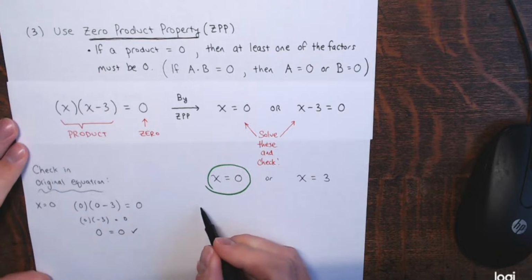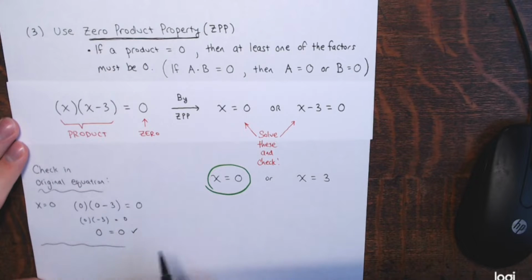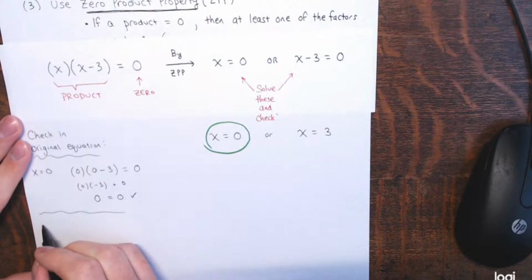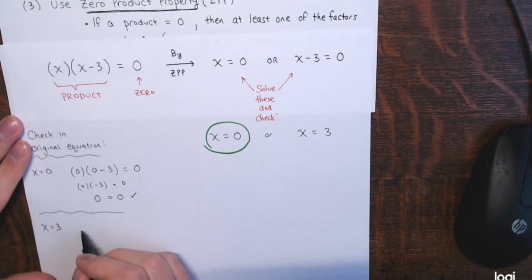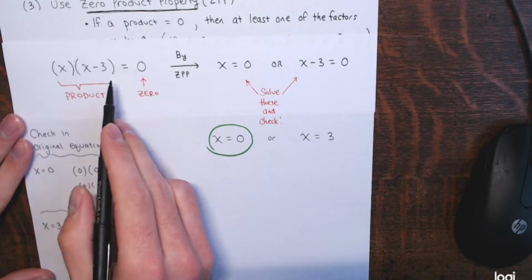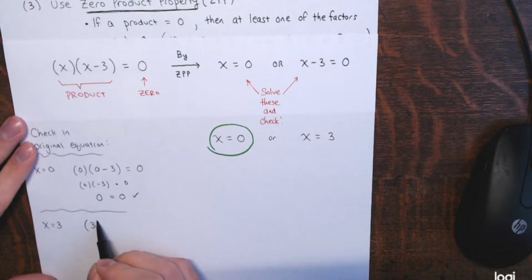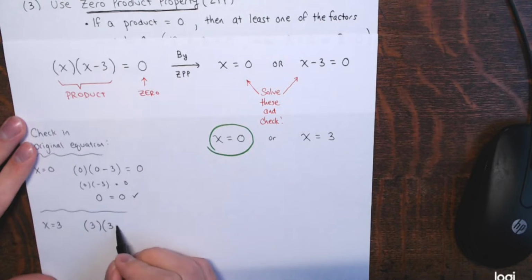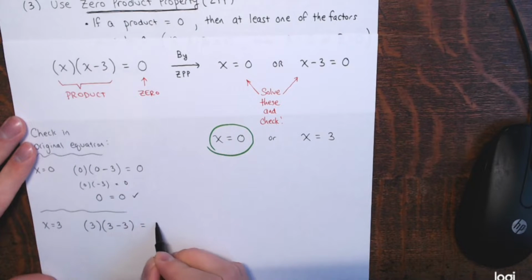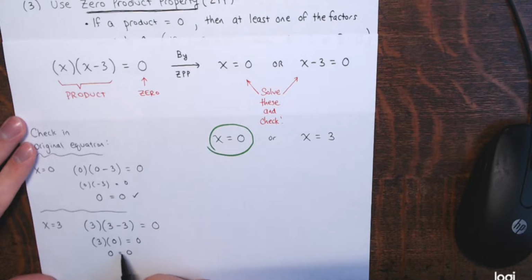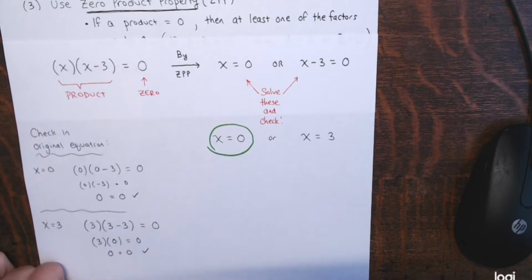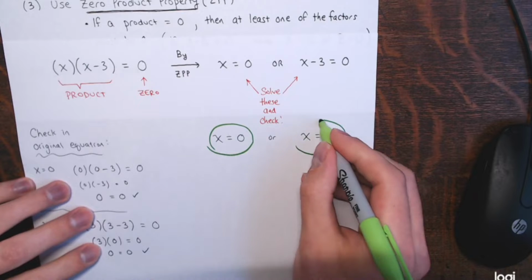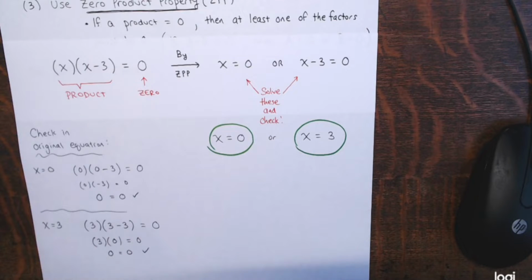And then I'll check x equals 3. Again, taking the equation, replacing all the x's with 3. So the first factor becomes 3, and in the second factor we have 3 minus 3. Is that equal to 0? Well, yeah, this is 3 times, and 3 minus 3 is 0. And then we get 0 equals 0, because anything times 0 is 0. That works as well. So this equation has two solutions, 0 and 3.